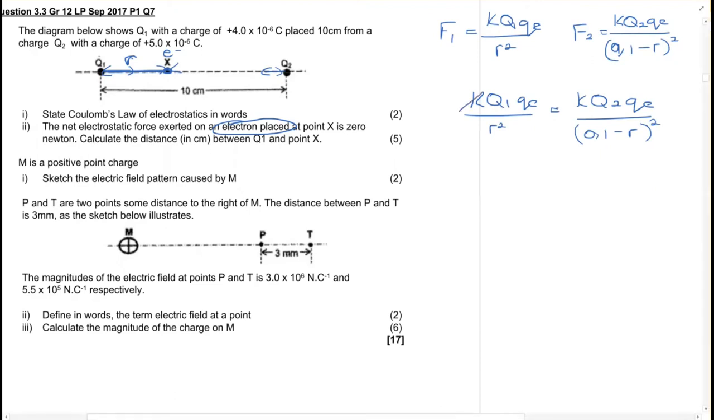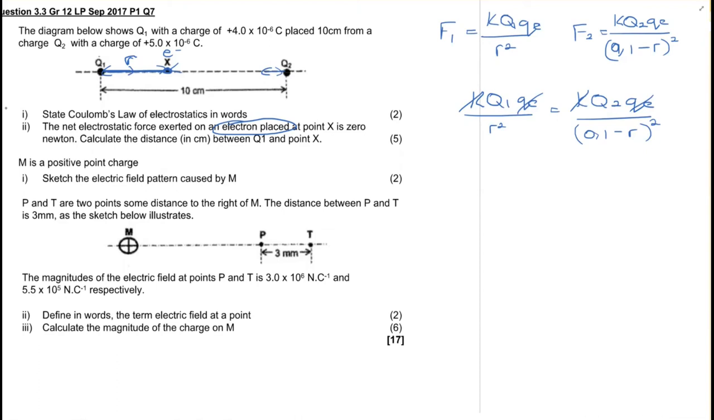Your K cancels out with K, and the charge on the electrons cancel out as well. So you don't have to substitute that in. If you substitute in as little as possible, it makes it easier. Otherwise, it just becomes lots of figures, lots of numbers, and it just becomes overwhelming. So we can put charge Q1 in here.